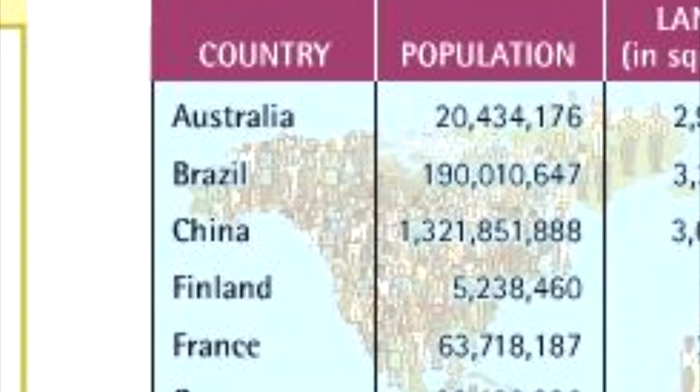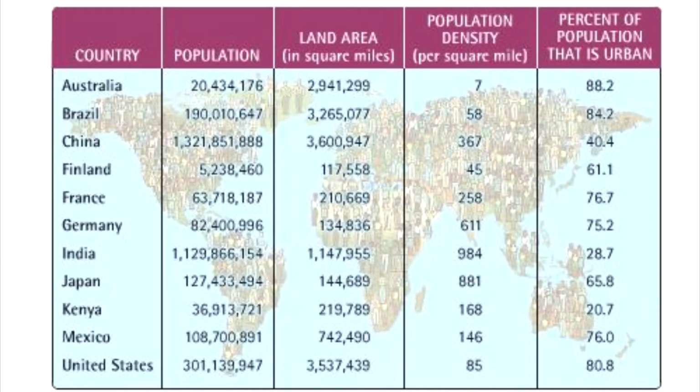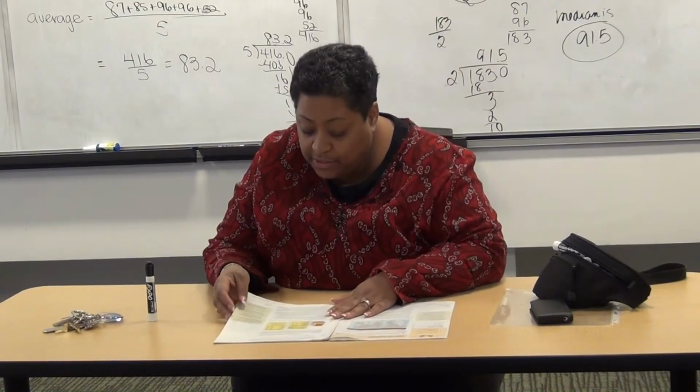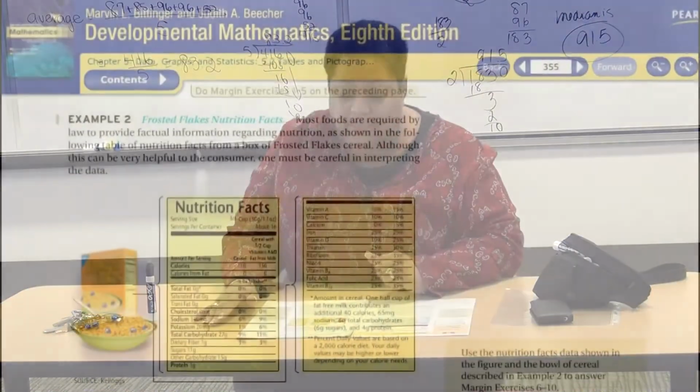But suppose I asked you what country has the smallest population density. So you would go over to the 4th column, which says population density per square mile. If you notice in that column, the country with the smallest number is Australia. So that's basically how you read a table. Okay? So let's look at page 355. This is another type of table.